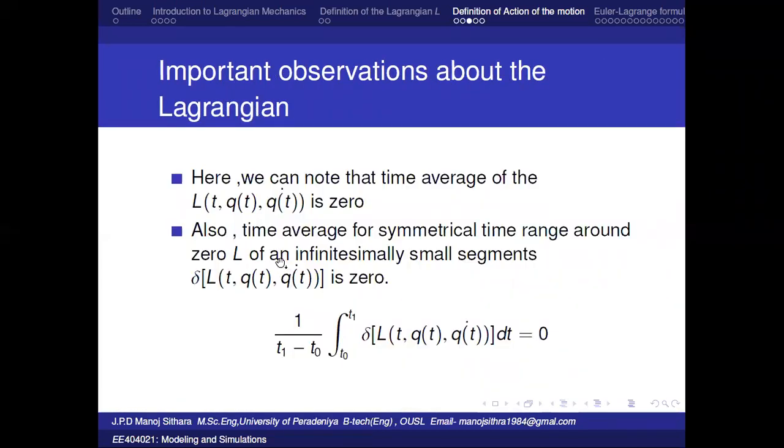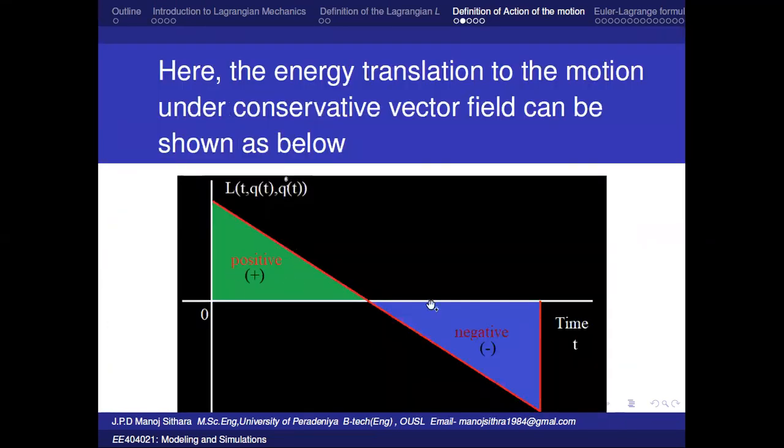The average of the Lagrangian is always 0. Therefore, the integration is also 0, because we have a negative area and a positive area. Both areas will cancel out, but only when it is considered in a conservative vector field.